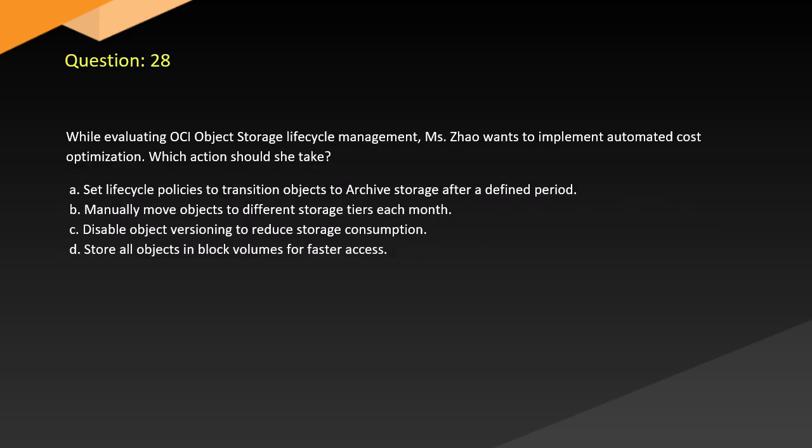Question 28. While evaluating OCI object storage lifecycle management, Jiao wants to implement automated cost optimization. Which action should she take? A. Set lifecycle policies to transition objects to archive storage after a defined period. B. Manually move objects to different storage tiers each month. C. Disable object versioning to reduce storage consumption. D. Store all objects in block volumes for faster access.